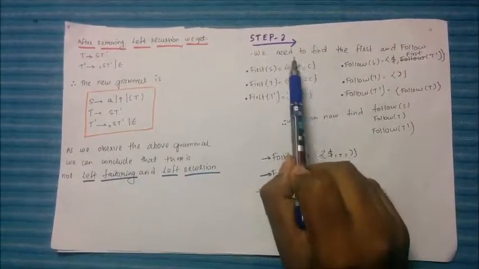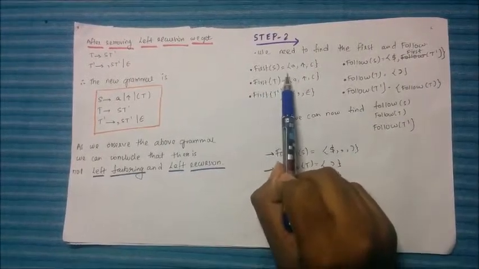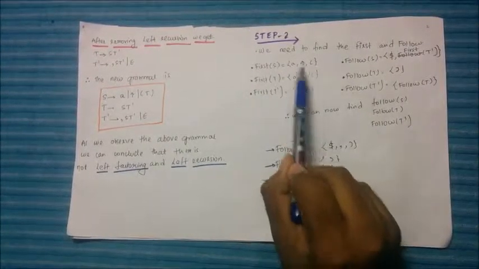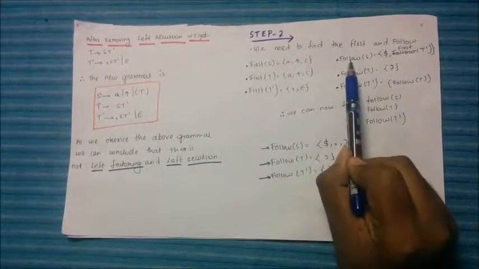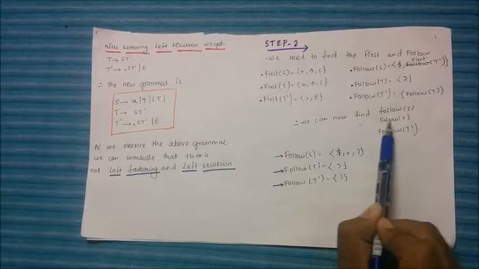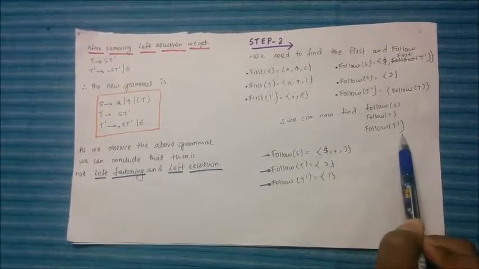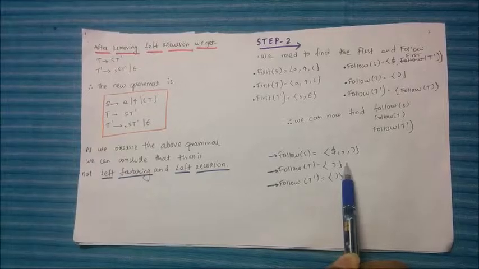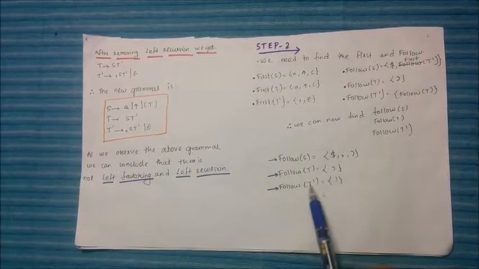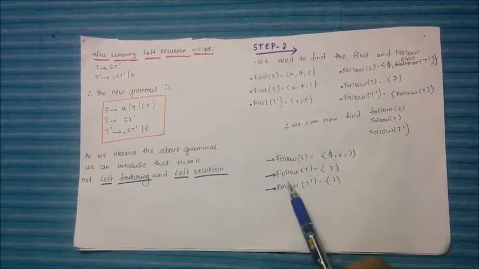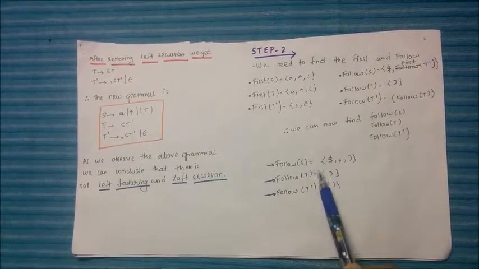Now step 2: we need to find the first and follow. First of S, first of T and first of T dash are found respectively, and follow of S, follow of T and follow of T dash are found as well. Follow of S is as follows. Follow of T and follow of T dash are as follows. We have to follow the regular procedure to find the first and follow in this grammar also.